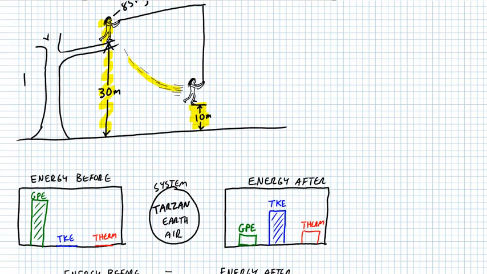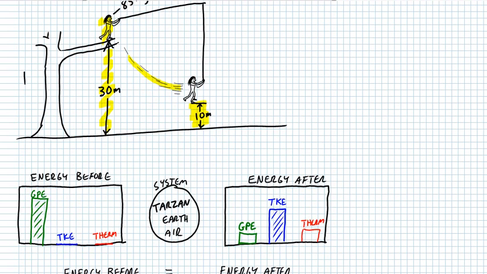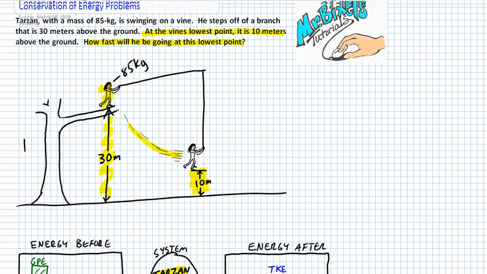We pull up our energy flow diagram, and what will we choose for our system? Well, Tarzan has to be part of the system, as does the Earth. Is air part of the system? That's going to be an important consideration for this problem.